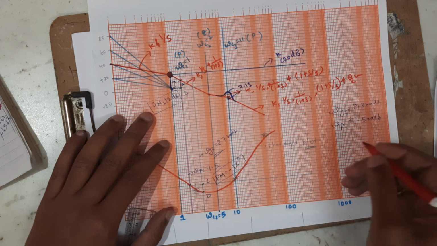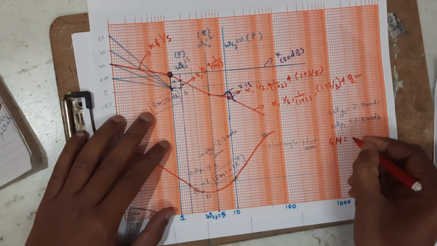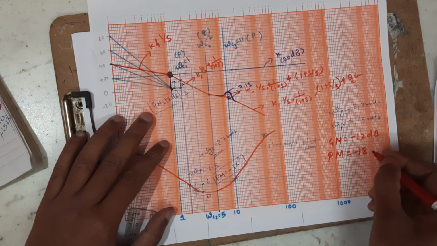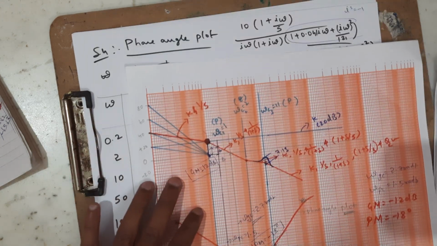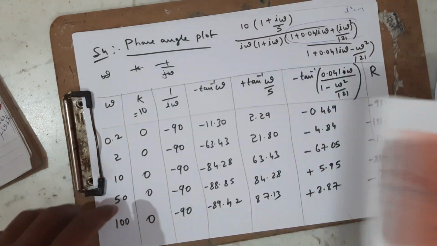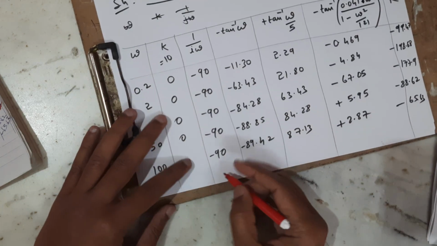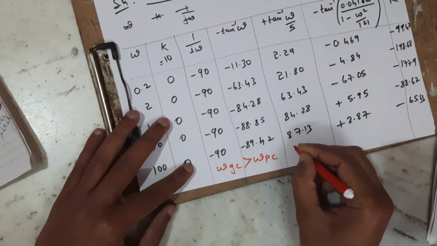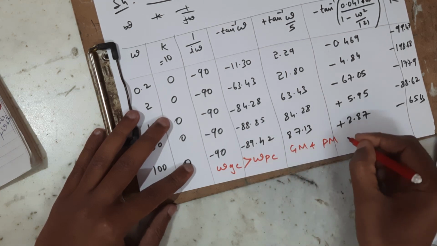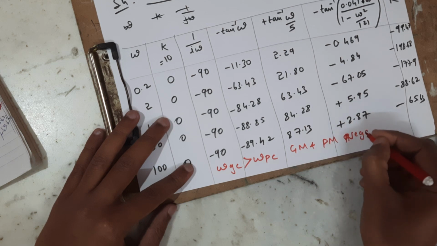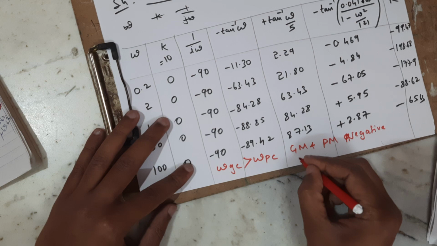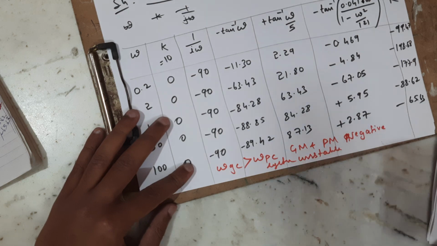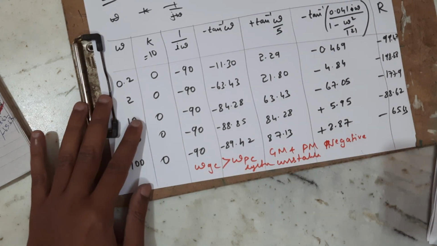Therefore GM is equal to minus 12 dB. Phase margin is equal to minus 18 degree. So what is the comment on the stability? Since omega GC is greater than omega PC, GM and PM are negative, the system is unstable. System is unstable. This is the main comment that you have to write.